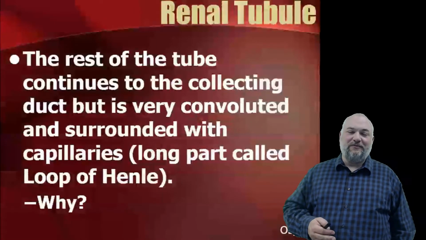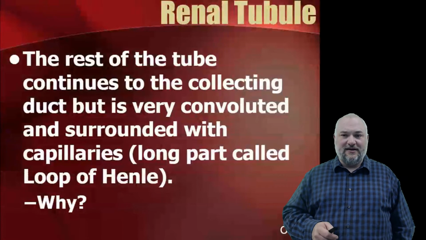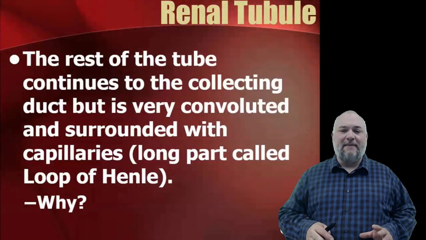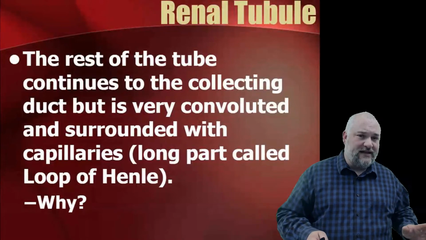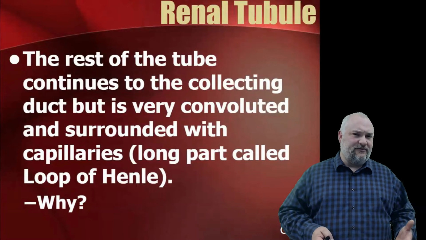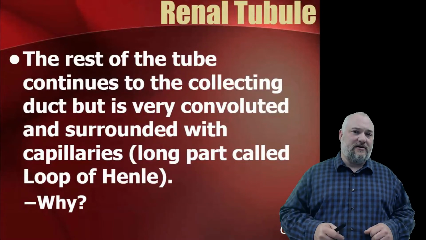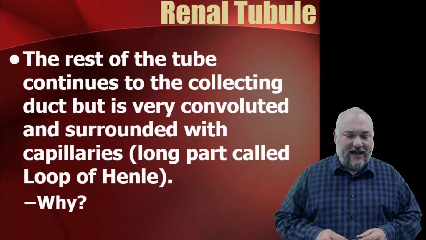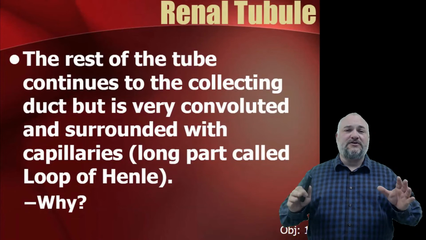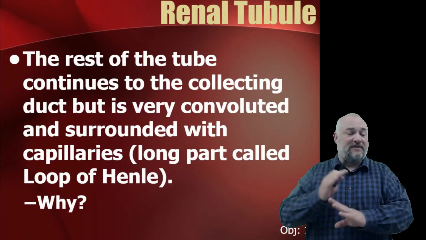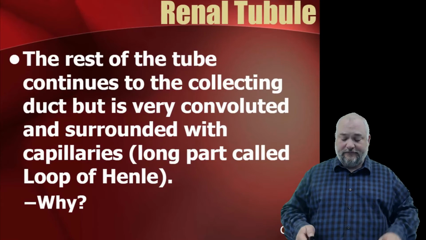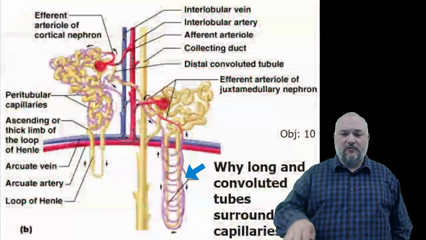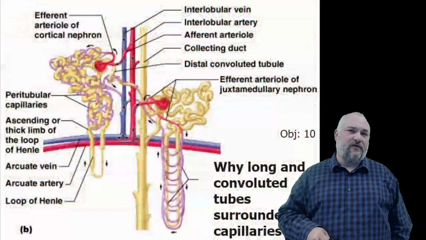So now we're in the renal tubule. The rest of the tube continues to the collecting duct, but it's very convoluted and twisty and turny and surrounded with lots and lots of capillaries. The long part of it is called the loop of Henle, by the way. Why would we see a very long, twisty, turny tube with lots of capillaries around it? Yeah, surface area. It rears its beautiful head again in anatomy. More surface area means more places for transfer of molecules between the blood and something else, in this case between the blood and the urine. So we can see that here. It's big, long, twisty, turny. We've got the big loop of Henle down here. Lots of surface area for exchange.